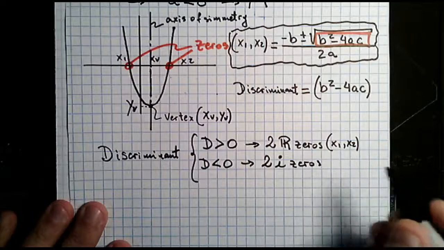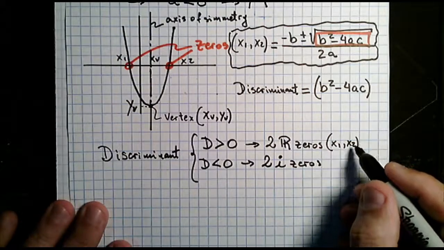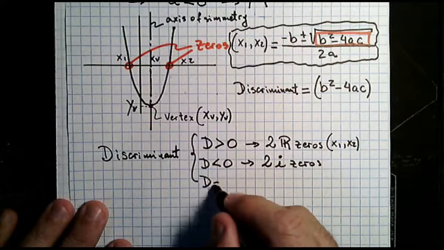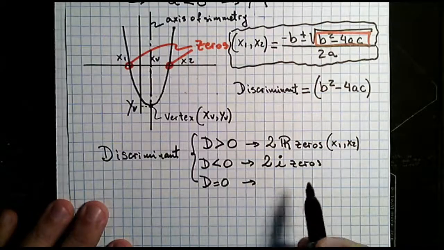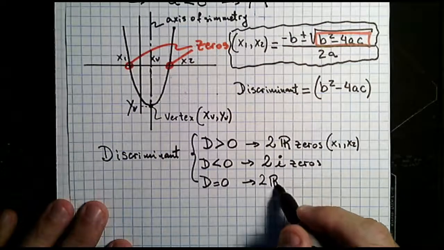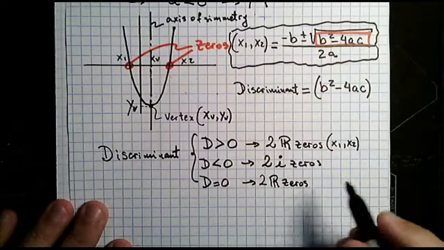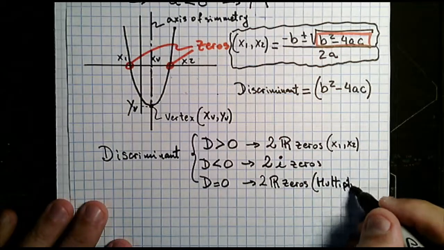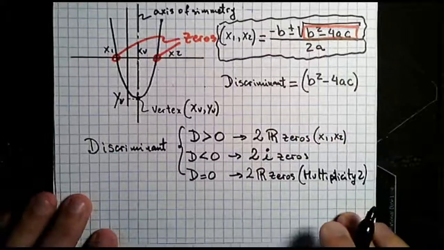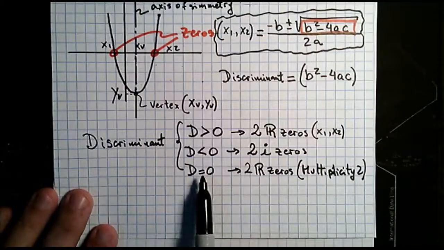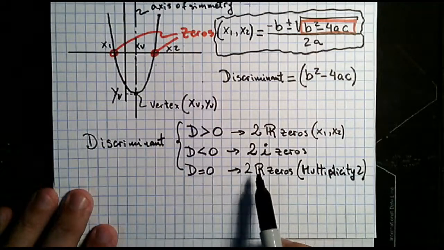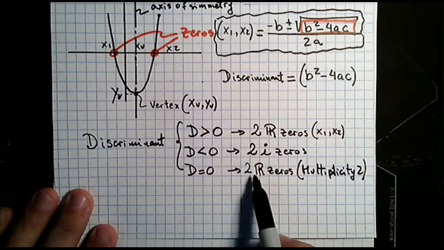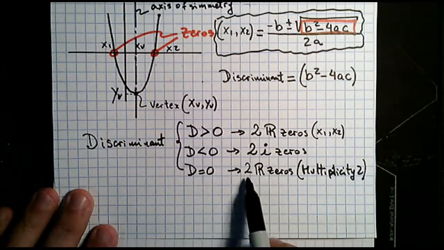Okay, I will explain this one. So we will have x1 and x2, but these are going to be imaginary numbers. And finally, the discriminant can be equal to 0. For this situation, we have also two real zeros, but this is called multiplicity 2. This is a very unique situation when the discriminant is equal to 0. So you have two real zeros, which actually is only one zero, but the number is going to be in repetition.